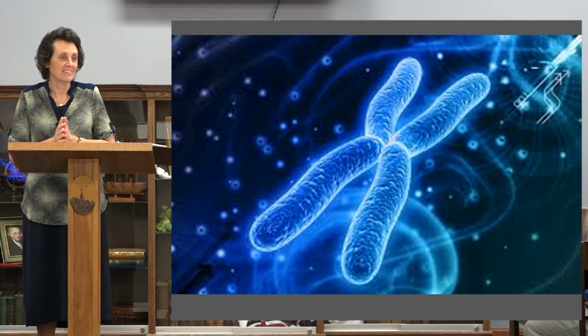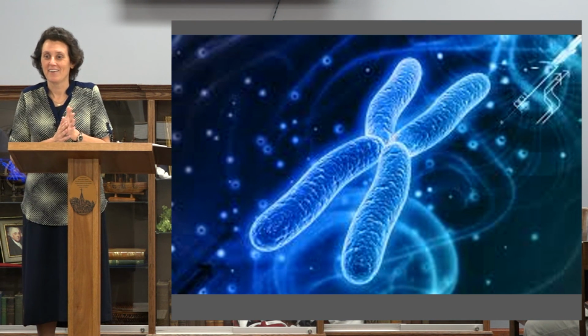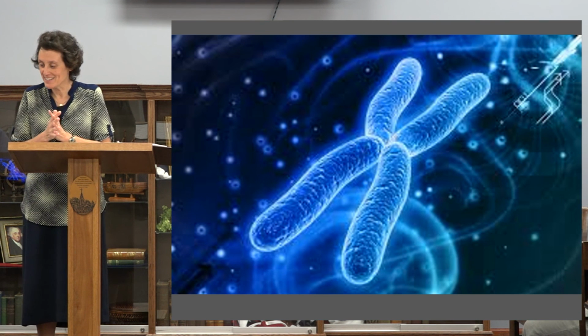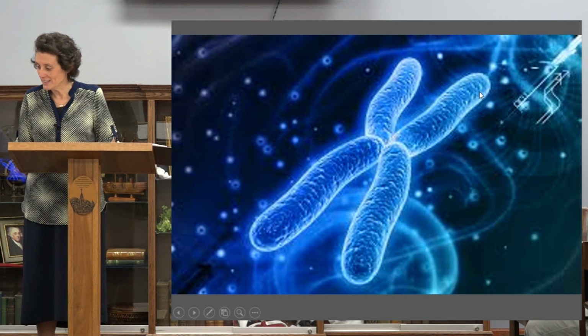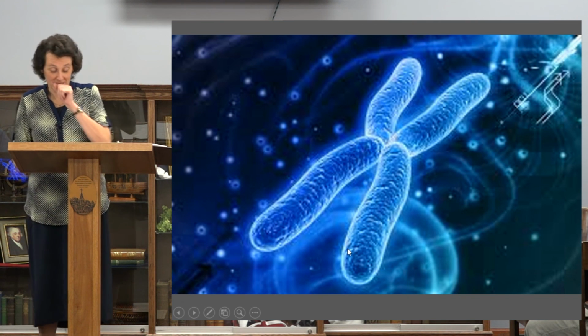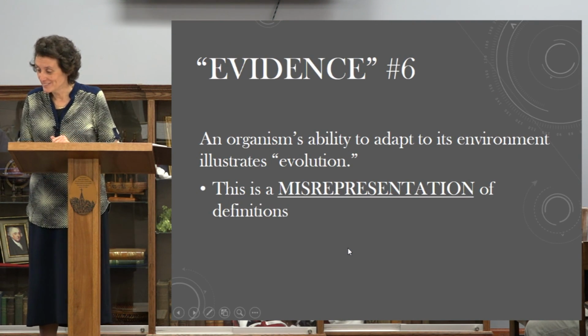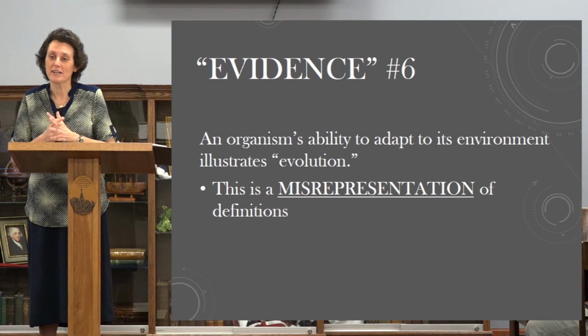What's that? Anybody know? That's a chromosome. Okay, and the DNA exists on chromosomes. It's all tightly coiled and packed in proteins. That is a chromosome. All right, evidence number 6 is where we'll pick up on Monday.